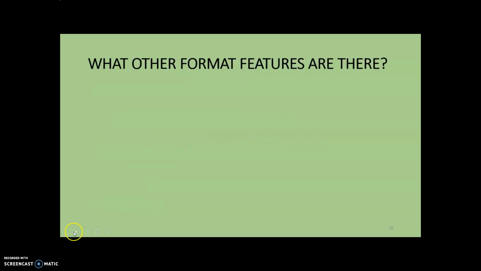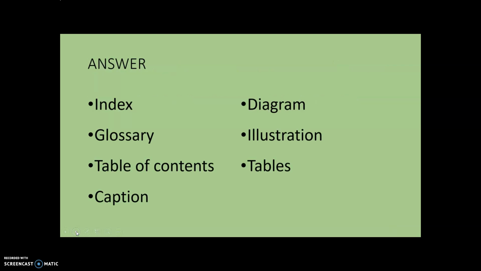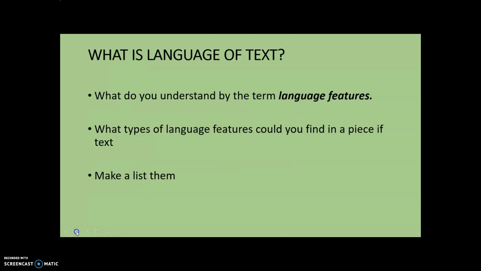So what other features are there in text? Write down what you know about some other features. So pause the tape and write down. Here are the answers. So you could have an index, a glossary, table of contents, captions, diagrams, illustrations and tables.